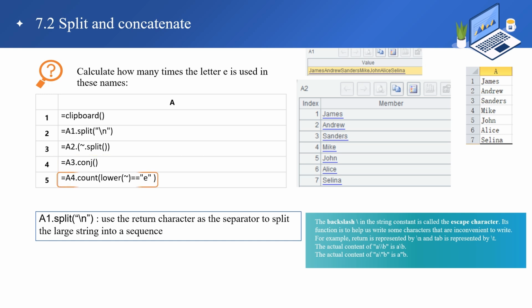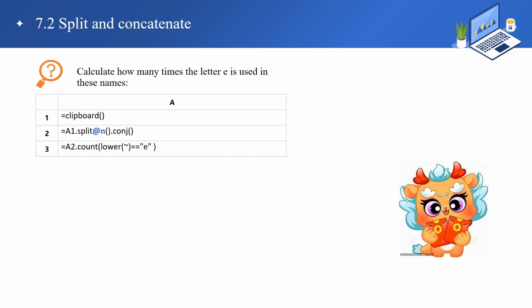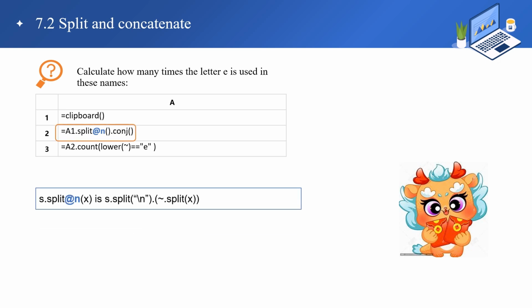The lower function turns the character into lowercase. Now it can be compared with the string E, and then count it. It is written in this way to disassemble the steps and facilitate the interpretation of the code. In fact, these operations can be written continuously. S.split("\n", "x") is S.split("\n").(~.split("x")) because it is common to split by return first and then split again. SPL adds the @n option to the split function.